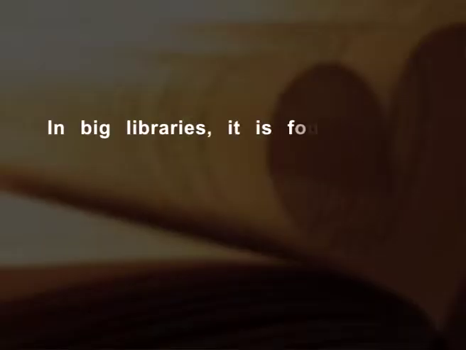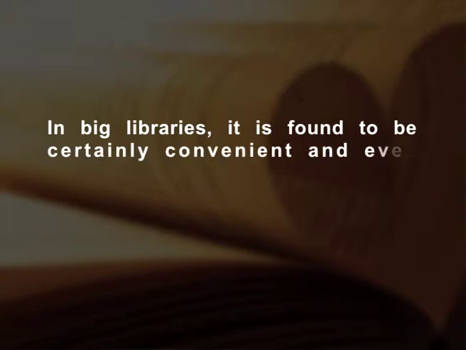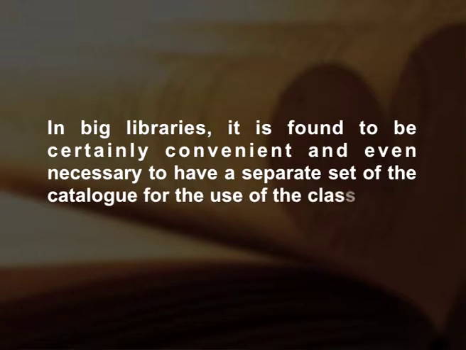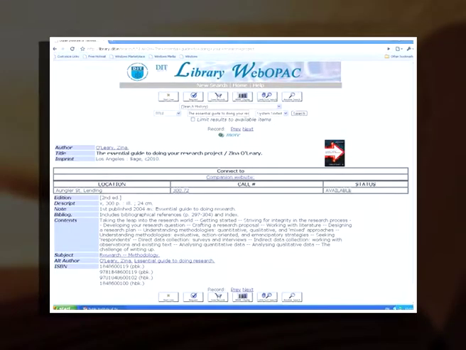In big libraries, it is found to be certainly convenient and even necessary to have a separate set of the catalog for the use of the classifier or cataloger. It is not convenient for the cataloger and the classifier to use the public catalog on account of its distance from the processing section and its constant use by others. According to Ranganathan, it may be convenient in the technical section. In automated libraries, there is no need to have separate catalog entries in the technical section because the OPAC will serve the purpose.